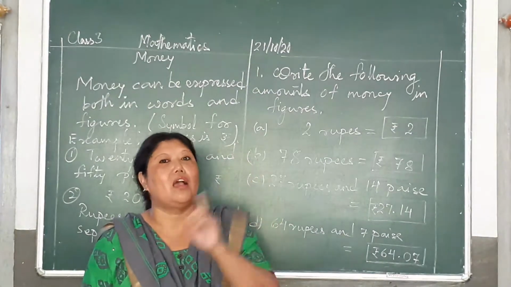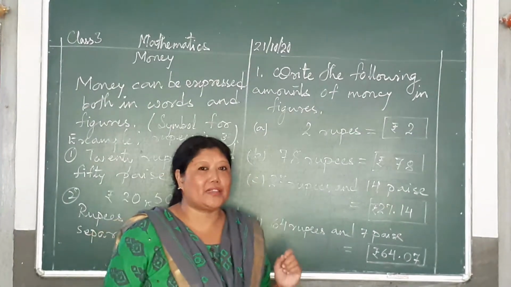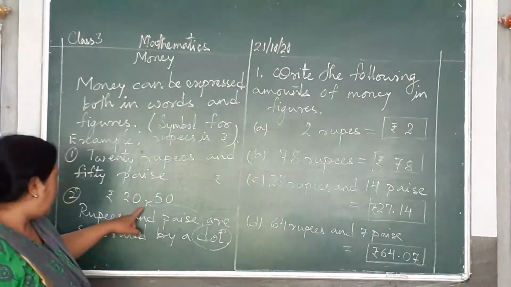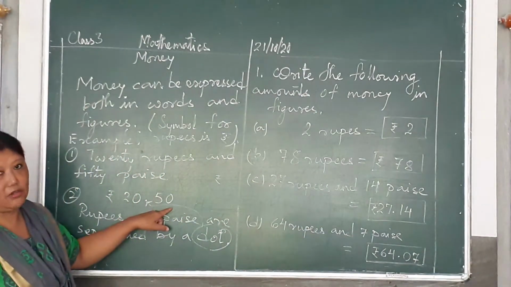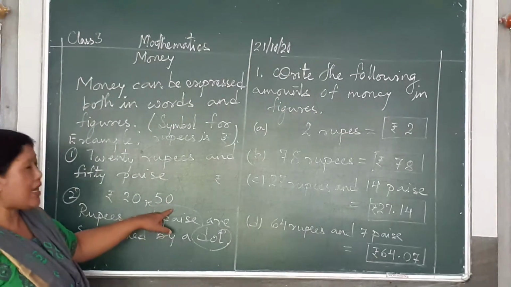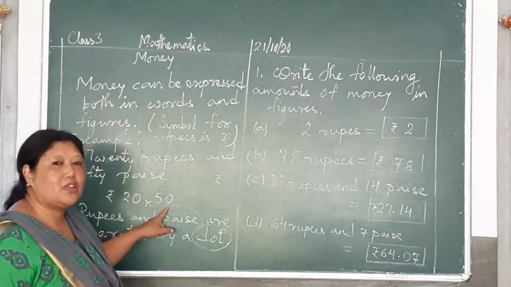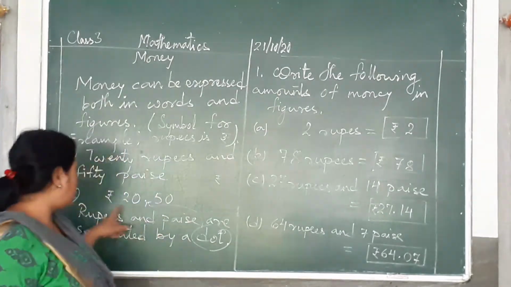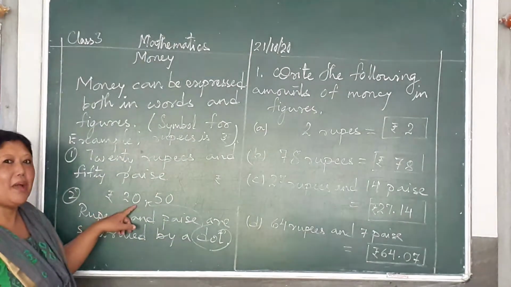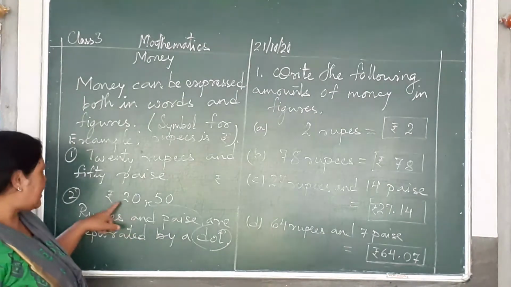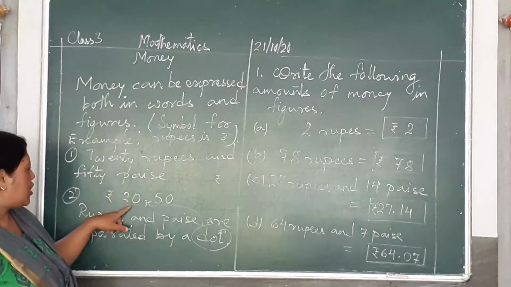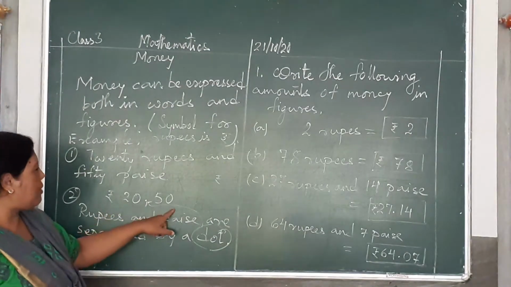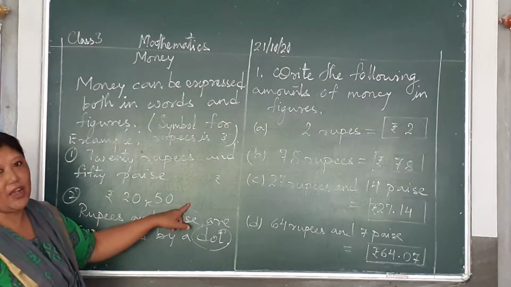1 rupee means 100 paisa. So 100 has how many zeros? 2 zeros, isn't it? Those 2 zeros mean 2 places out here. So after the dot, there will be only 2 places. Okay, so when you write in numbers, figures, you have to write like this, rupees 20.50.